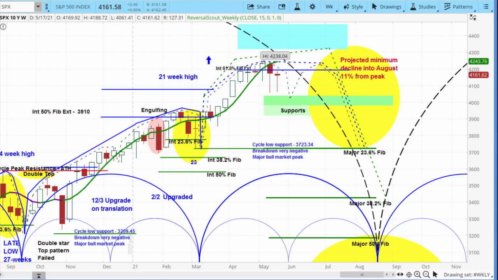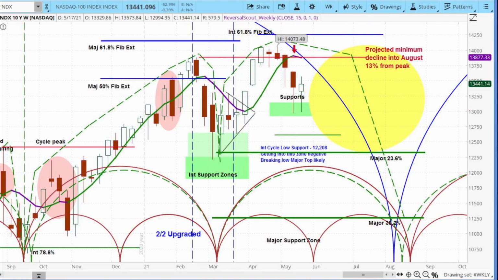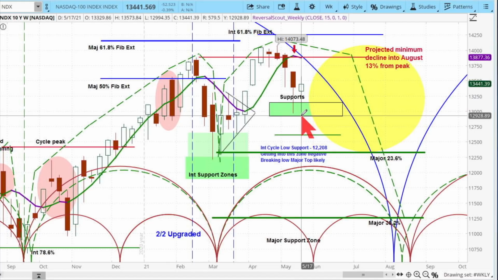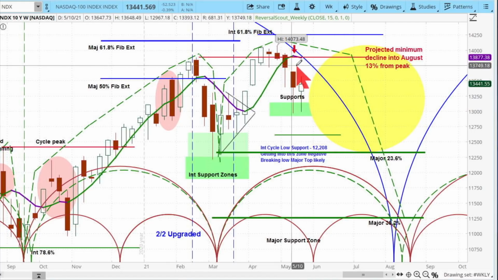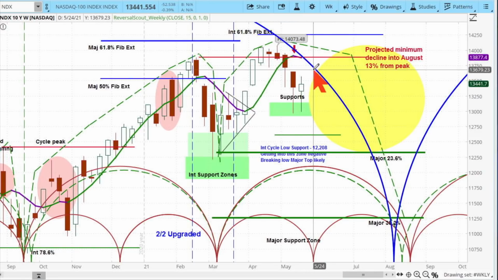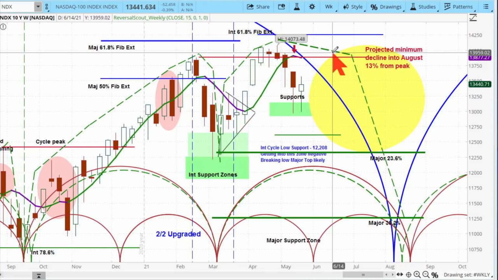When I switch over to the NASDAQ, you have a different condition. First of all, it broke further down into support. Also, you lost the upward momentum. Your momentum now has turned negative. And the probabilities of this getting up to equaling that high are much smaller than in the S&P 500.